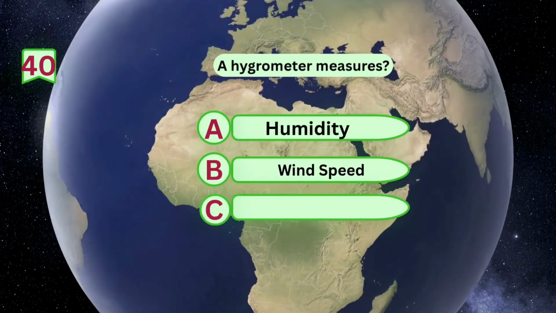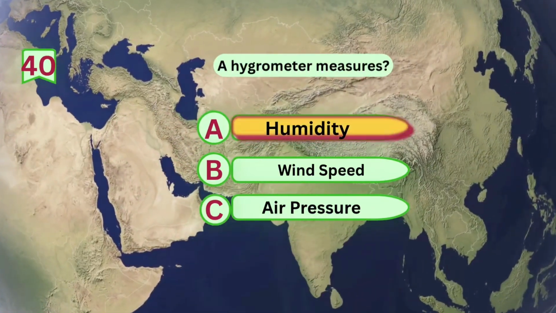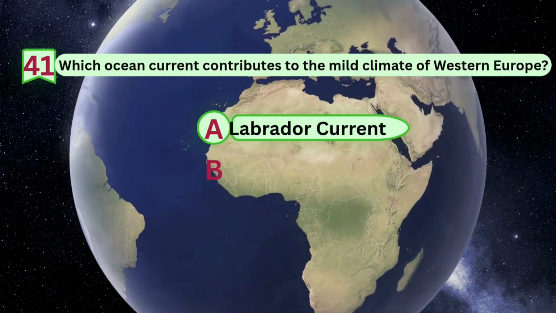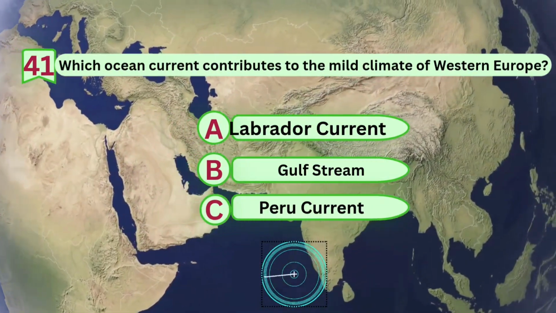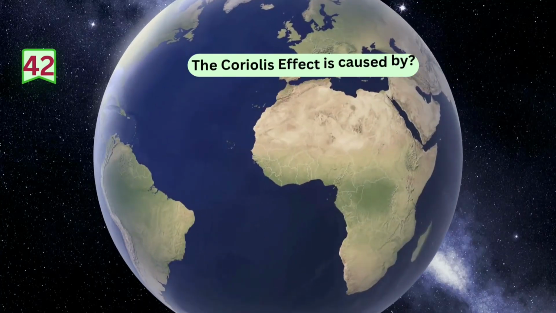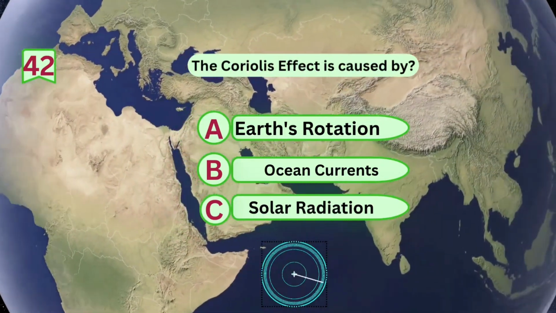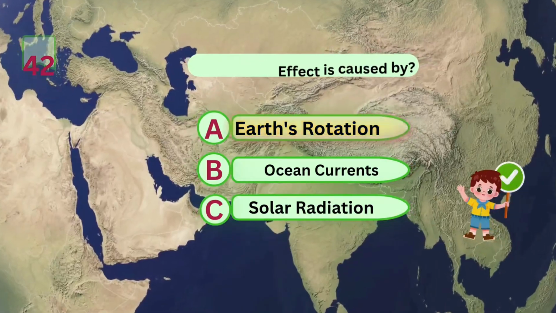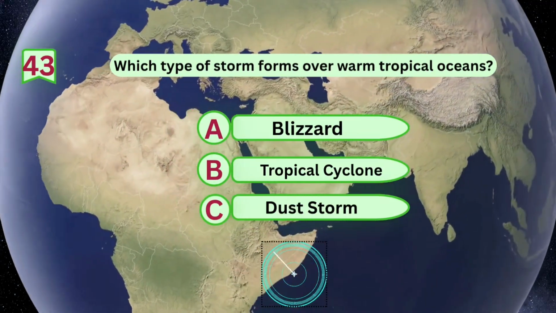The hygrometer measures... Which ocean current contributes to the mild climate of Western Europe? The Coriolis effect is caused by... Which type of storm forms over warm tropical oceans?